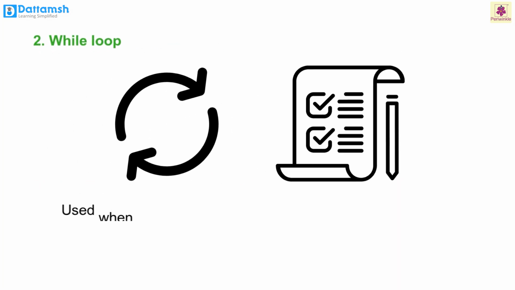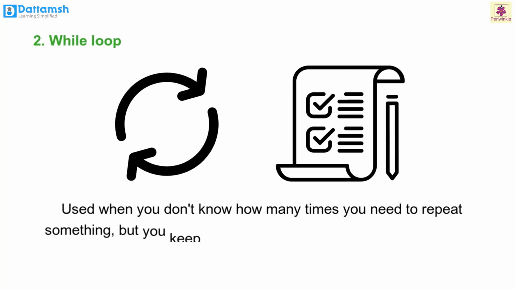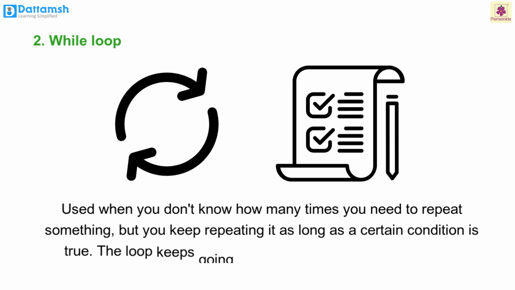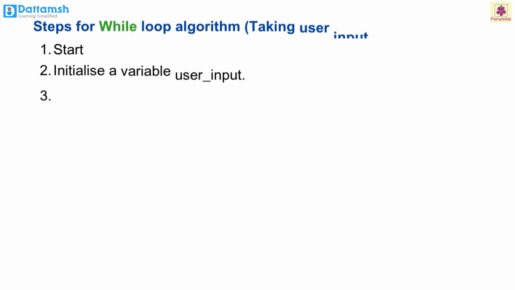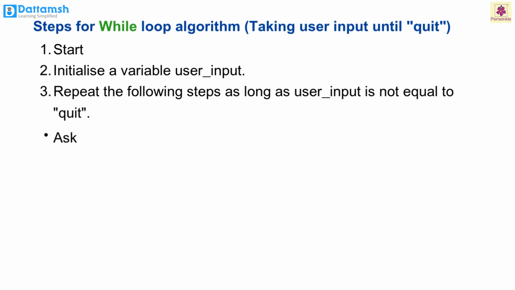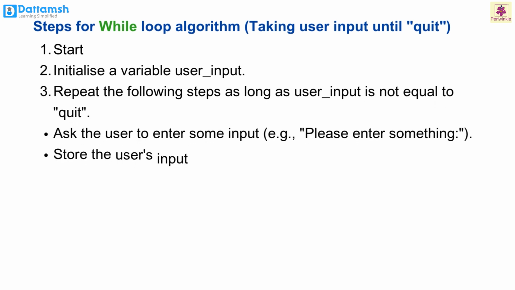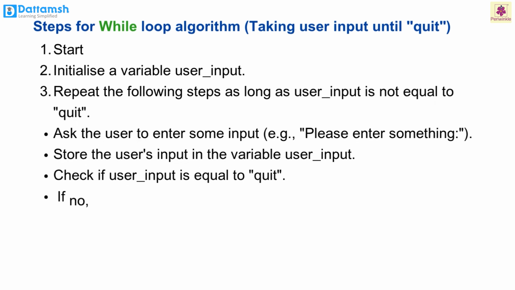Now let us learn about while loop. While loop is used when you don't know how many times you need to repeat something, but you keep repeating it as long as a certain condition is true. The loop keeps going until the condition is no longer true. We will go through the steps for a while loop algorithm, taking user input until quit.